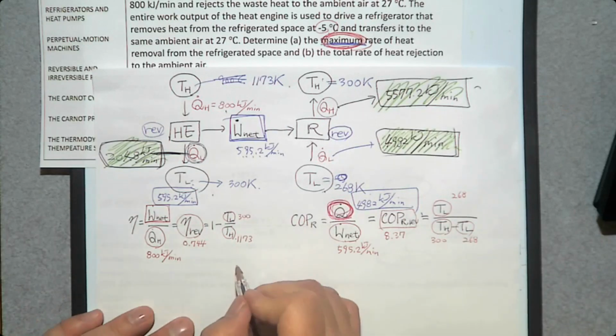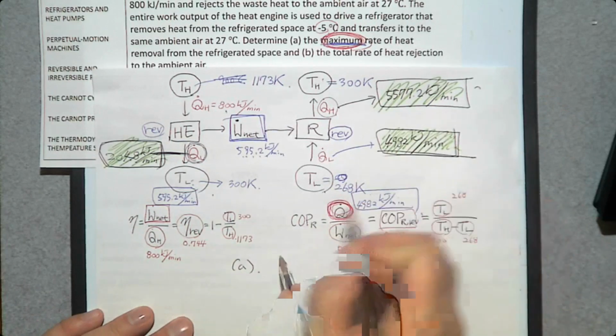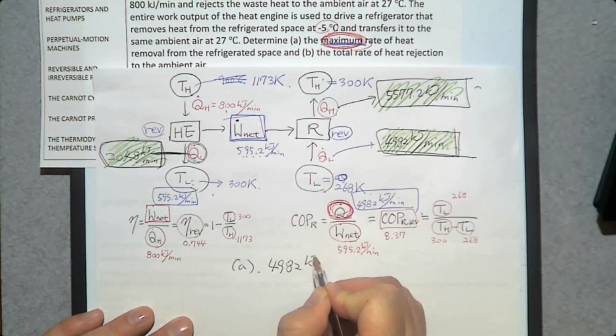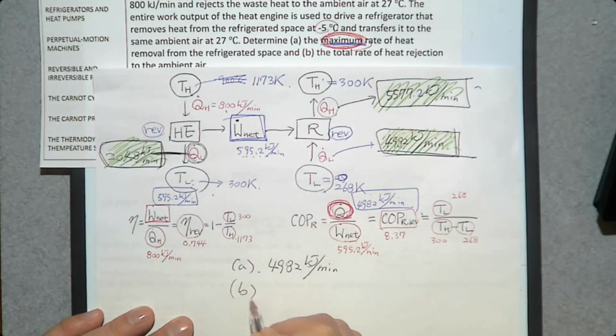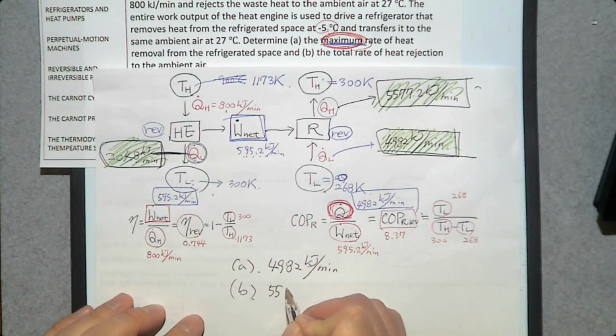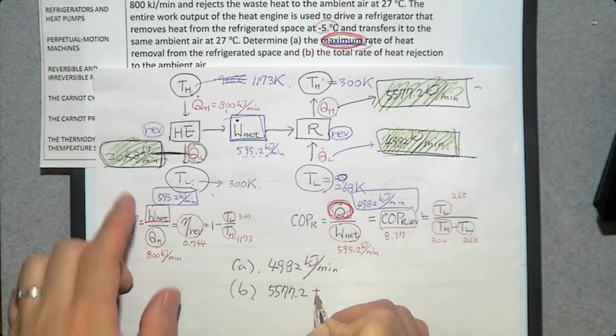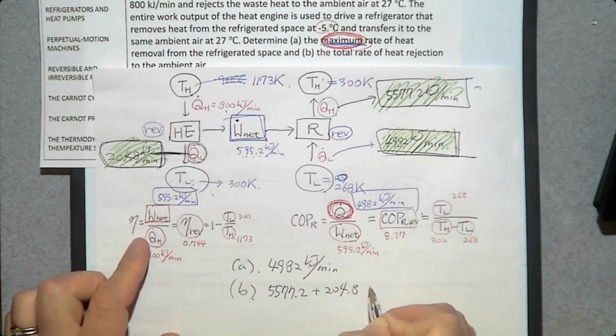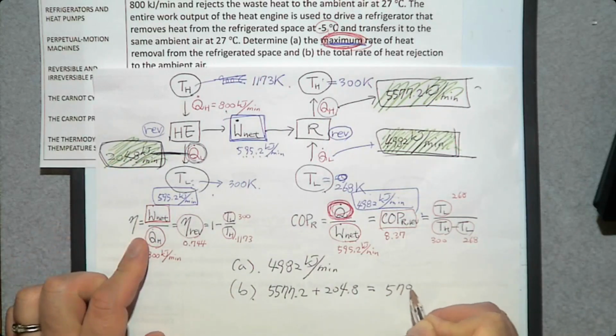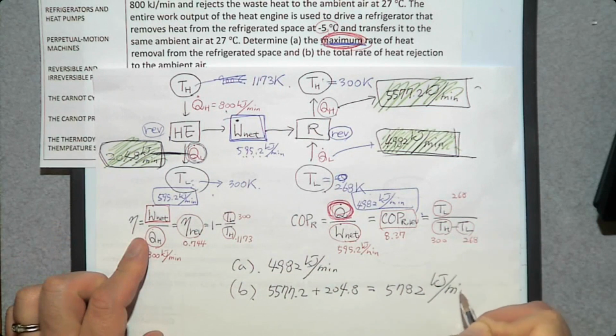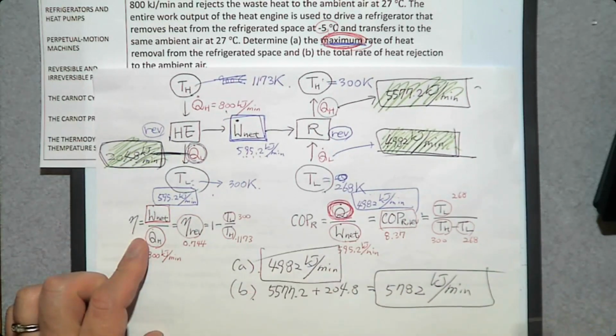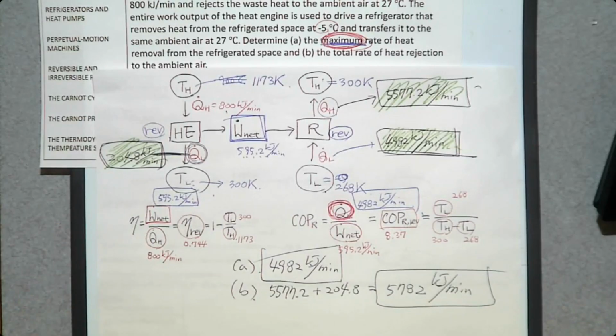So A is going to be this one, 4982 kilojoule per minute. Then what is the total heat rejection to the ambient air? This one is the heat rejection to the ambient air by the heat engine. This is the heat rejection by the refrigerator. So 5577.2 plus 204.8, which is 5782 kilojoule per minute. That's how you solve these problems.